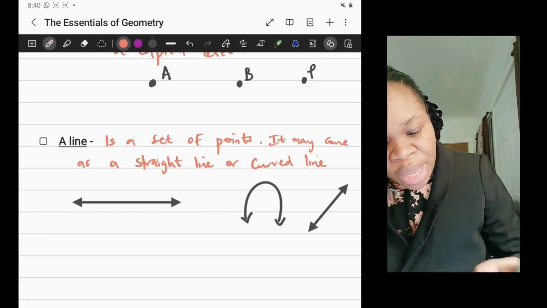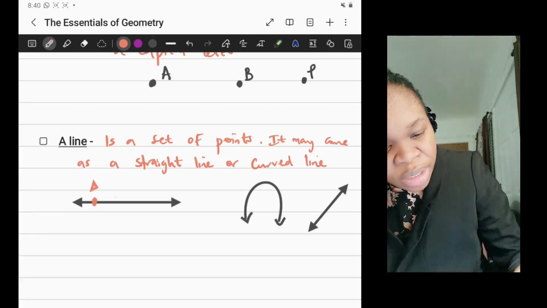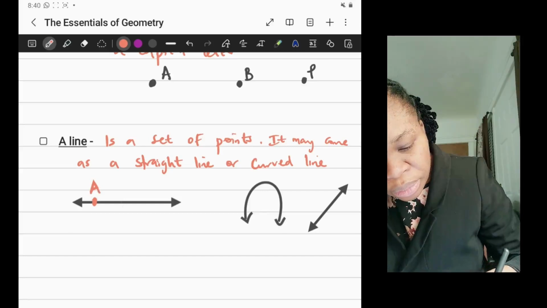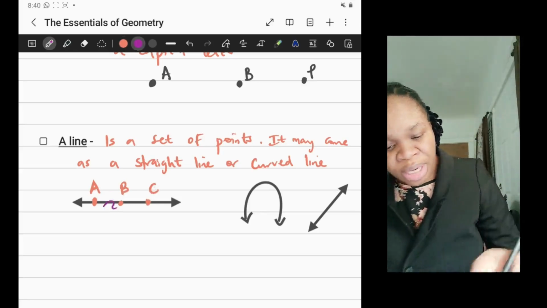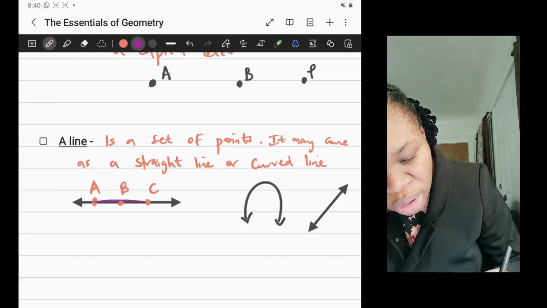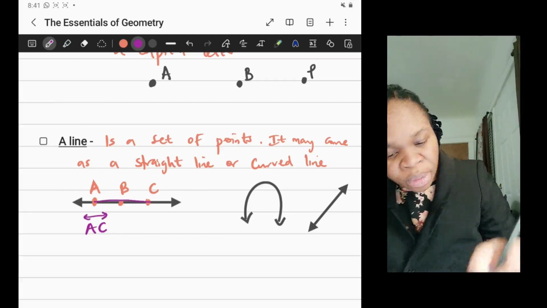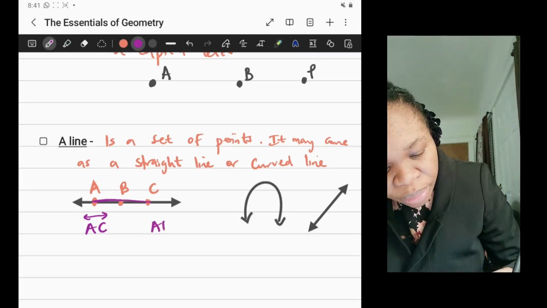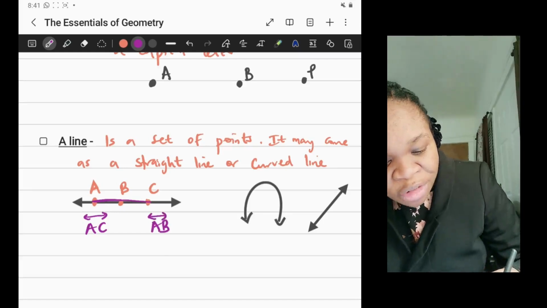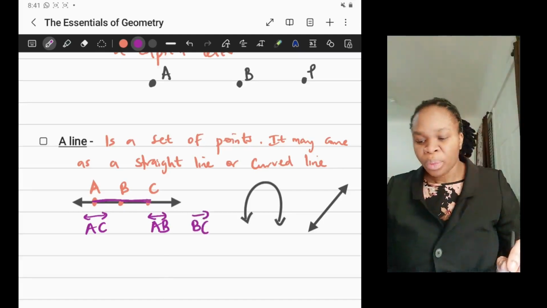Let's say, for example, we have this line here, then we have this point, we call it point A, then we call this point B, then we call this point C, and I want to name this line. So from A to C, this is my line, I denote it this way. From A to B, this is my line, I denote it this way. We also have from B to C, this is my line, I denote it this way.